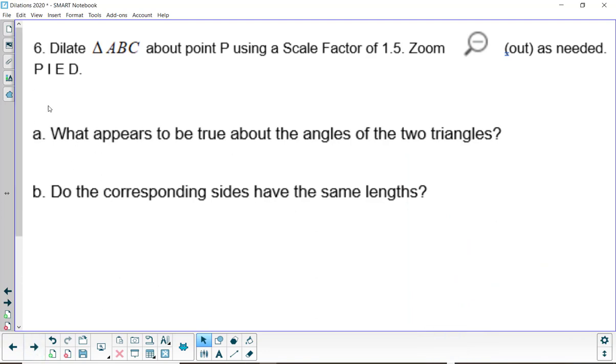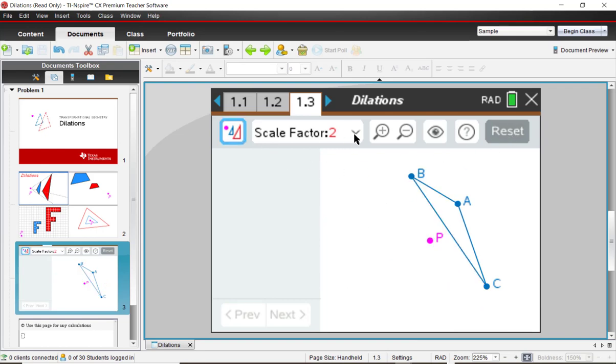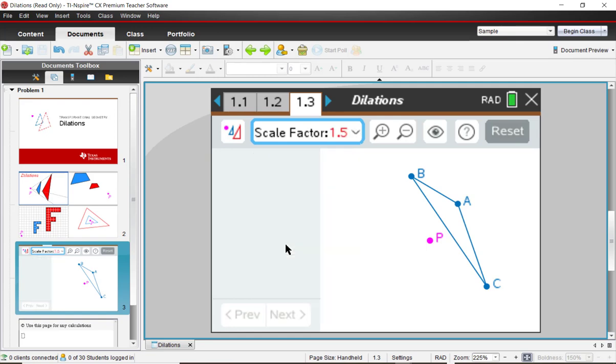Turning to the PDF, let's look at number 6. We're going to dilate a triangle using a scale factor of 1.5. So let's go to the technology. First thing we're going to do is reset and then change the scale factor to 1.5. Dilate. Have to zoom minus here. And let's go ahead and look at the angles.